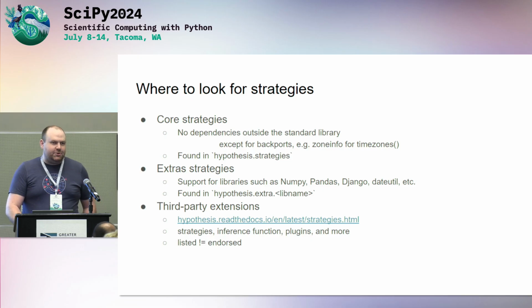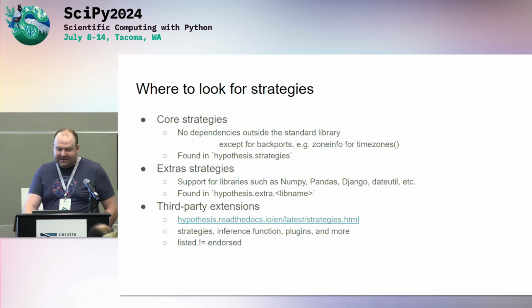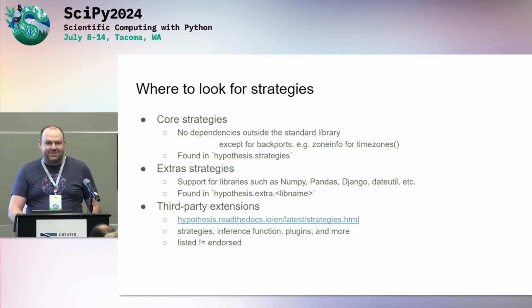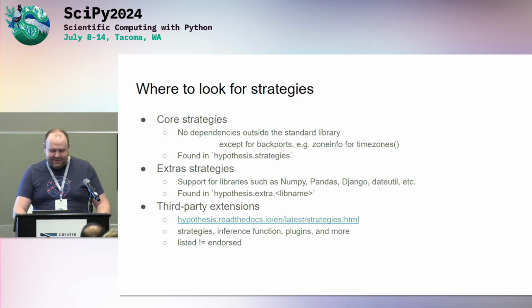All of the strategies I've talked about so far are actually built into Hypothesis itself. So the core strategies have no dependencies outside the standard library, and they're found in the hypothesis.strategies module. In other programming languages, these objects are called generators, but Python already had a thing called a generator, and so we couldn't name it that. We've had off-by-one errors. Turns out naming things is hard. Those are two of the hard problems in computer science.